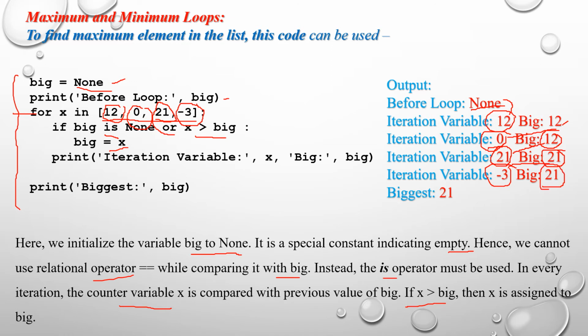After all iterations, after all comparisons, the interpreter is going to print the biggest value. The biggest is 21. So here the list consists of 12, 0, 21 and -3. Out of these 4 elements, the biggest value is 21.